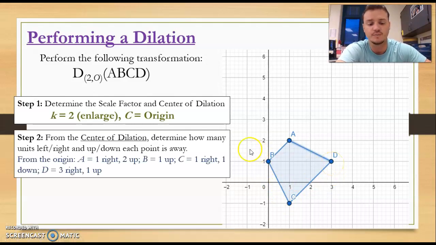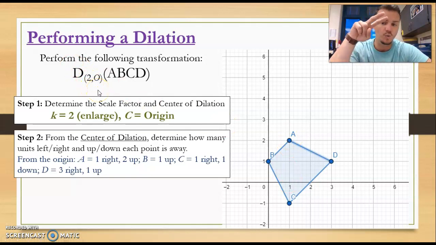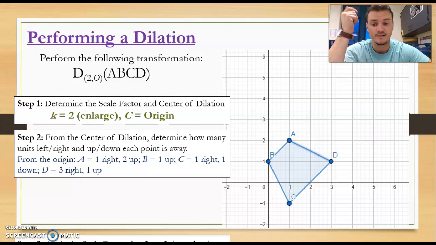So all you're going to do is just take stock of the distances they are away from your center of dilation, which in this case is the origin. Again, this can change depending on whatever this letter is here, so if it's not an O. So now what we're going to do is just take all of these dimensions. Like A was 1 right, 2 up, so we want 1 right, 2 up. And now since our scale factor is 2, we're just going to double those distances. That's all you have to do to dilate.